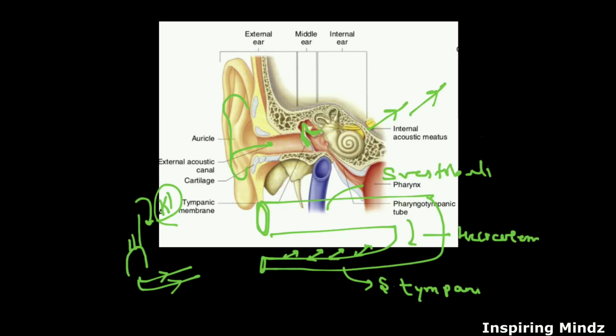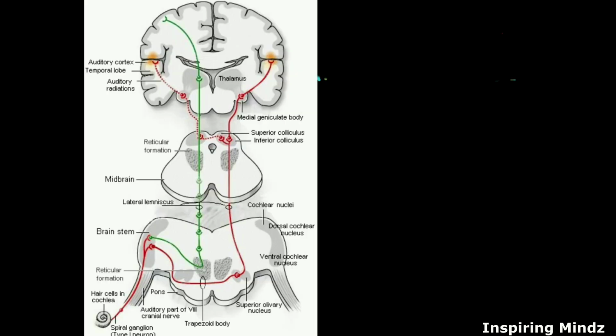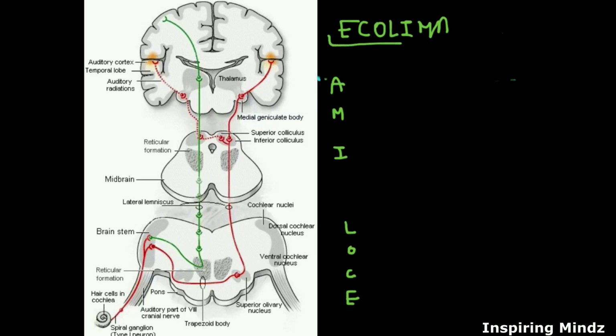Now from the cochlear nerve starts our auditory pathway. So what is the very famous mnemonic to remember auditory pathway? Let's discuss that mnemonic. So what is the mnemonic? E. coli ma. So remember this mnemonic, E. coli ma. Okay, you know the organism E. coli, and ma. E. coli ma.